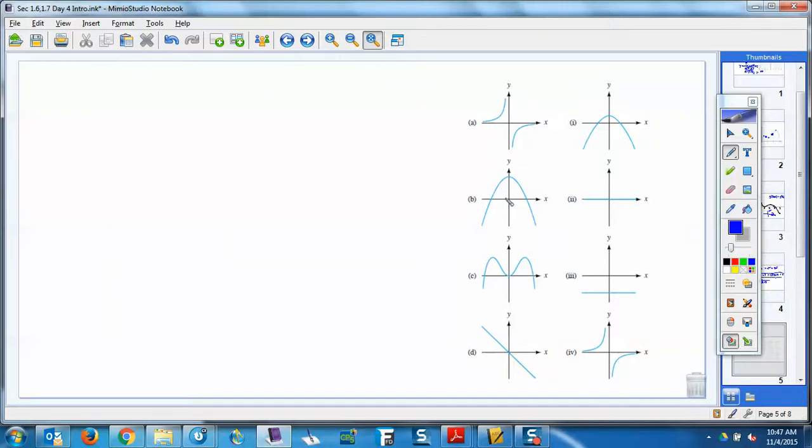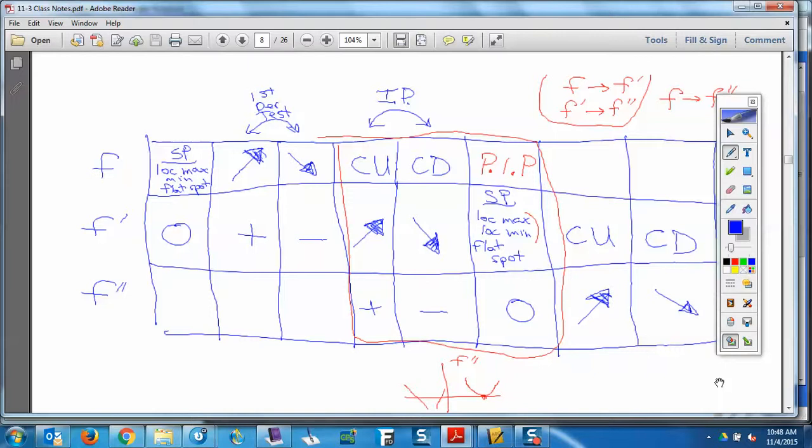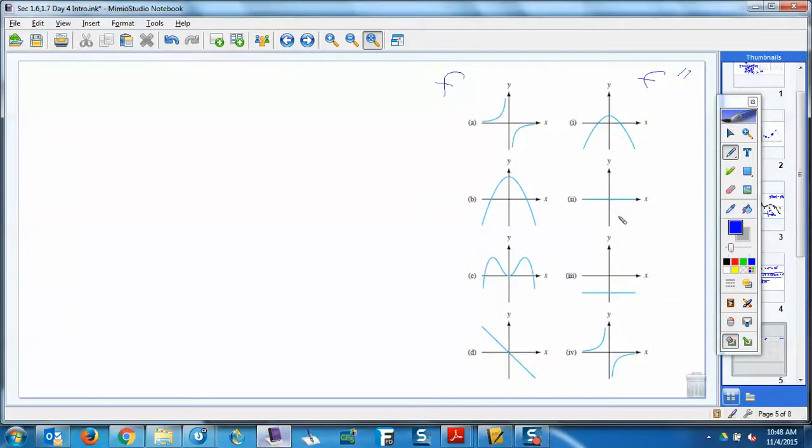So the left-hand column is F, right? And then you've got F double prime over here. Okay, all right. So for F and F double prime, the key word is concavity. If I go back to my chart, the only thing I care about when going from F double prime to F is positive, negative. Concave up, concave down. So all I really care about is this goes negative to positive to negative.